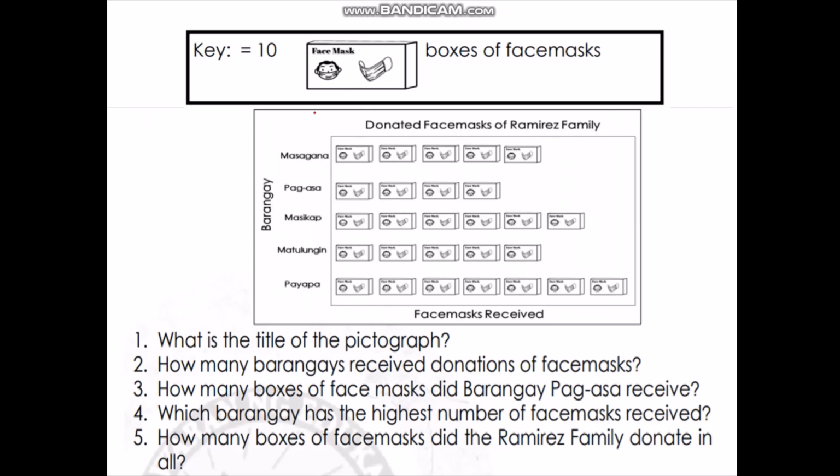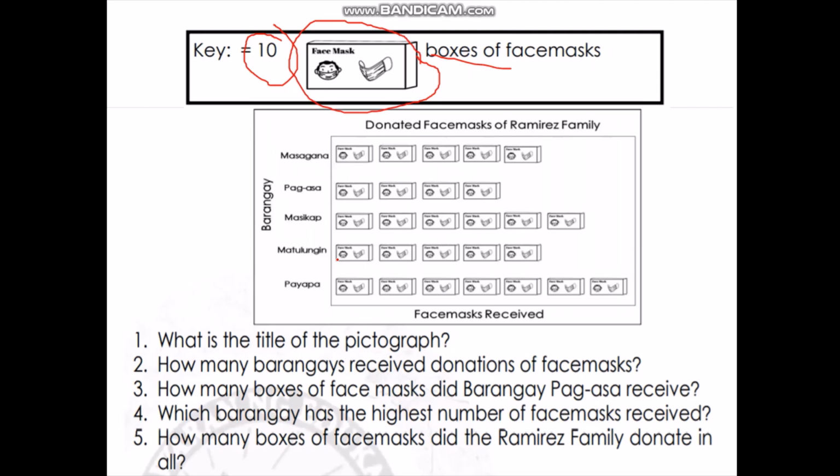So, now I have here another example. For the key here, we have 10. One picture of this is equal to 10 boxes. This one is the donated face masks of the Ramirez family. We have the different barangays: Barangay Masagana, Barangay Pag-asa, Barangay Masikap, Barangay Matulungin, and Barangay Payapa.